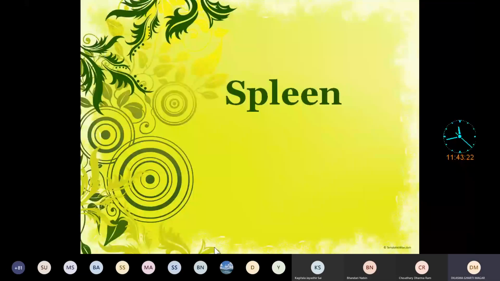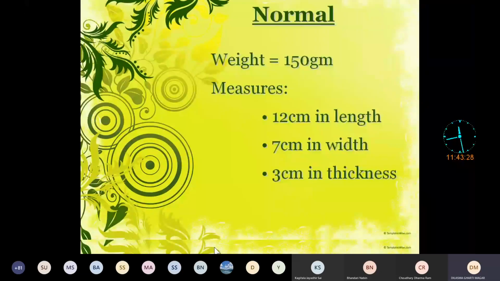So here, first we have to know a little bit about how it looks and how it measures, isn't it? So normally the spleen weighs 150 gram. And this spleen measures 12 centimeter in length and 7 centimeter in width, and then it is 3 centimeter in thickness. So in anatomy, you must have seen the spleen and you must have felt how it is, isn't it? So the normal weight is 150 gram and it measures 12 centimeter in length, and its width or breadth is 7 centimeter, and its thickness is 3 centimeter.